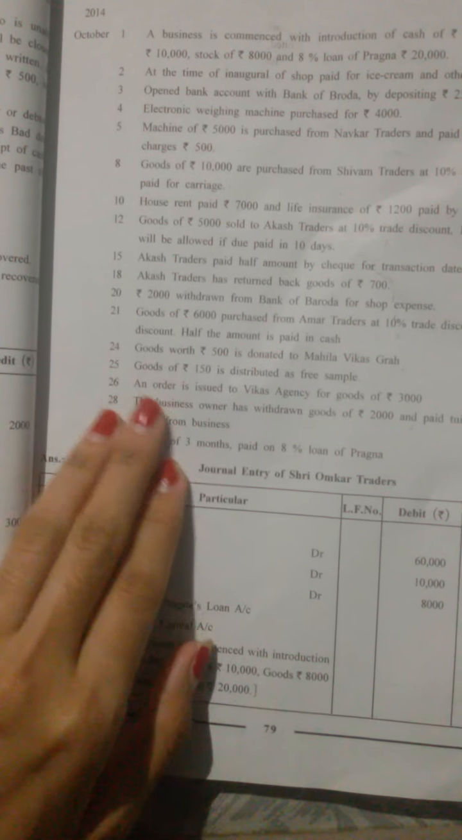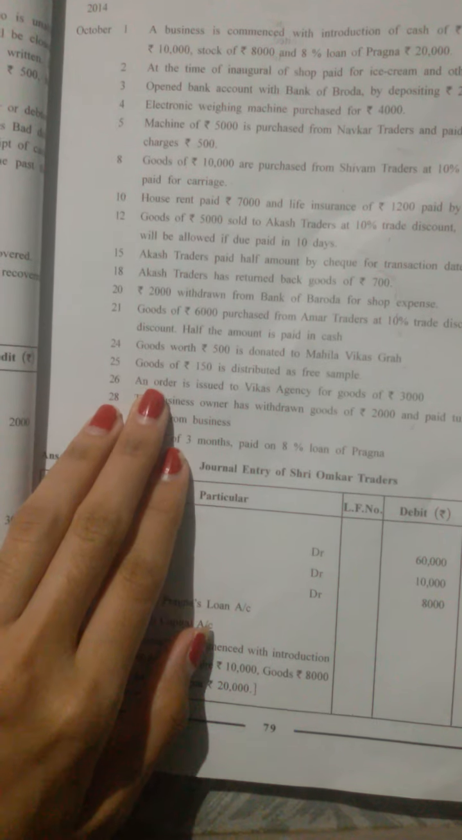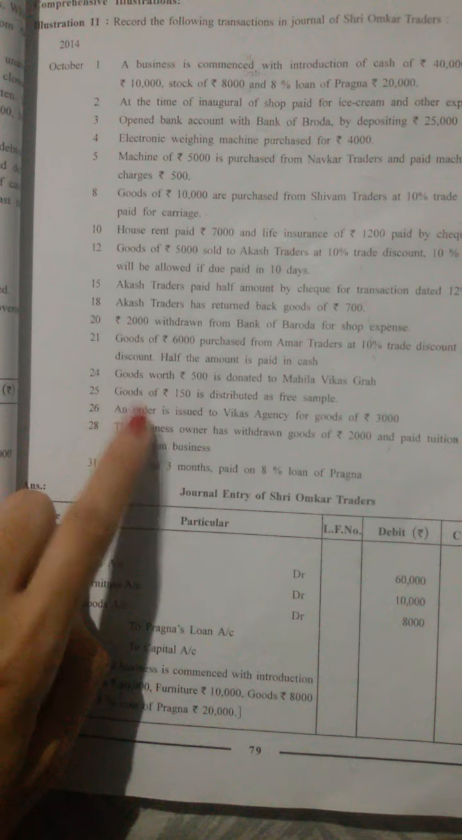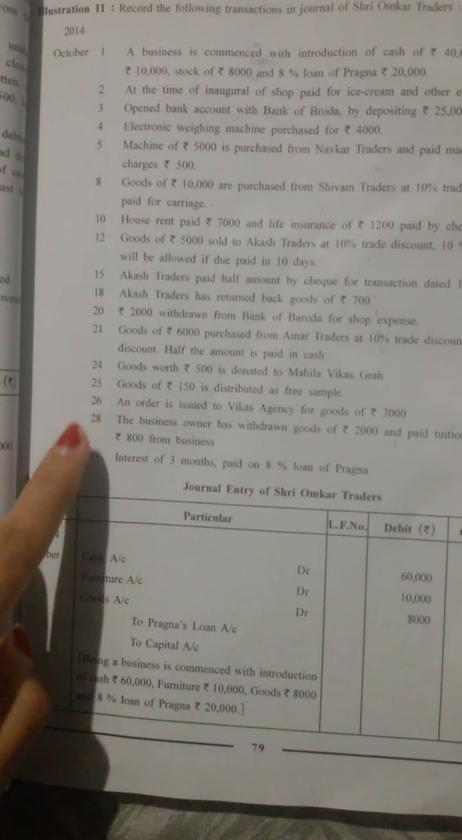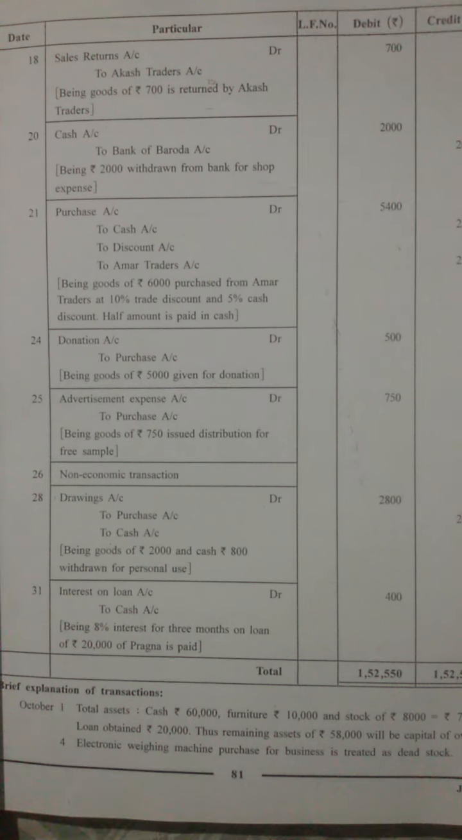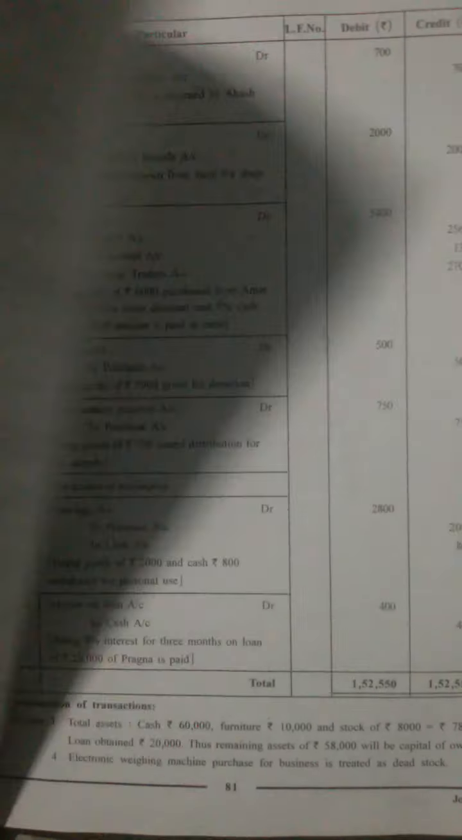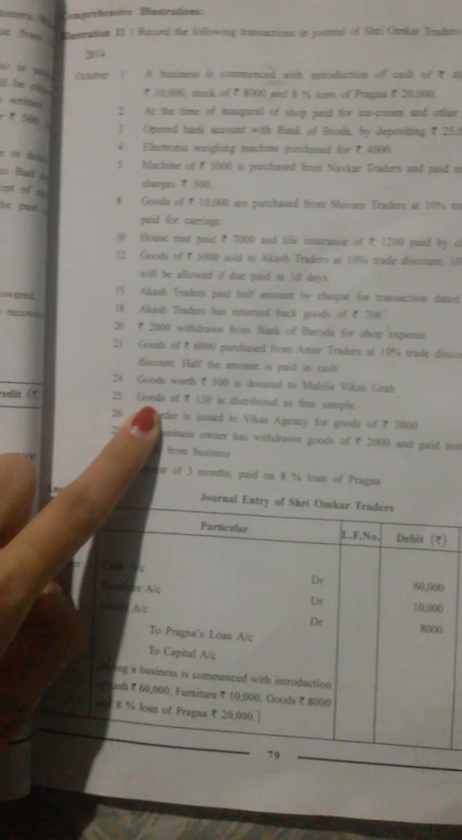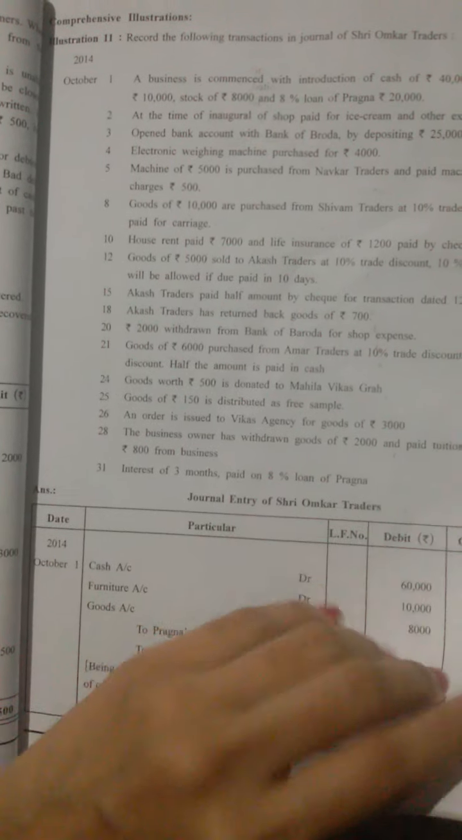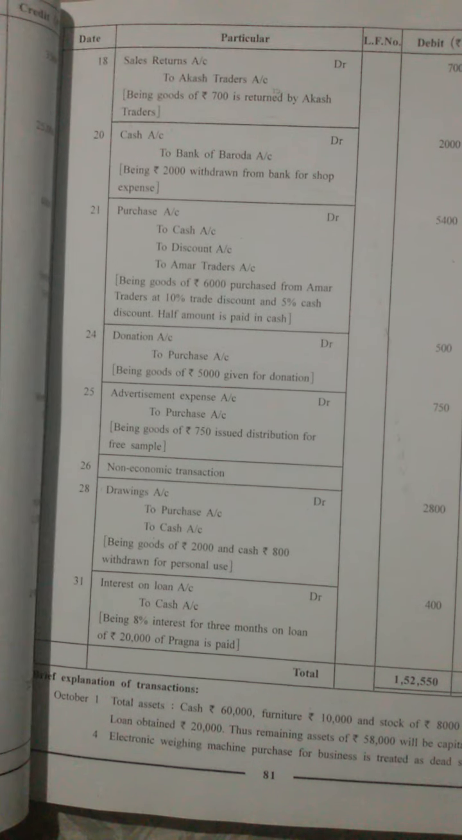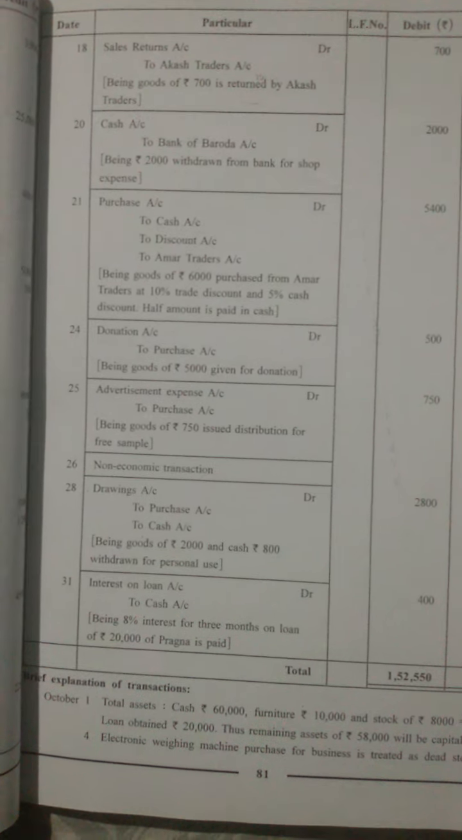Next transaction is an order is issued to Vikas NJC for goods of rupees 3000. Again, only the order is issued, correct? Therefore, you don't have to pass the journal entry. Sorry, by my mistake. For 750, goods of rupees 750 is distributed as free sample. Sorry, my mistake. There would be a journal entry for that.